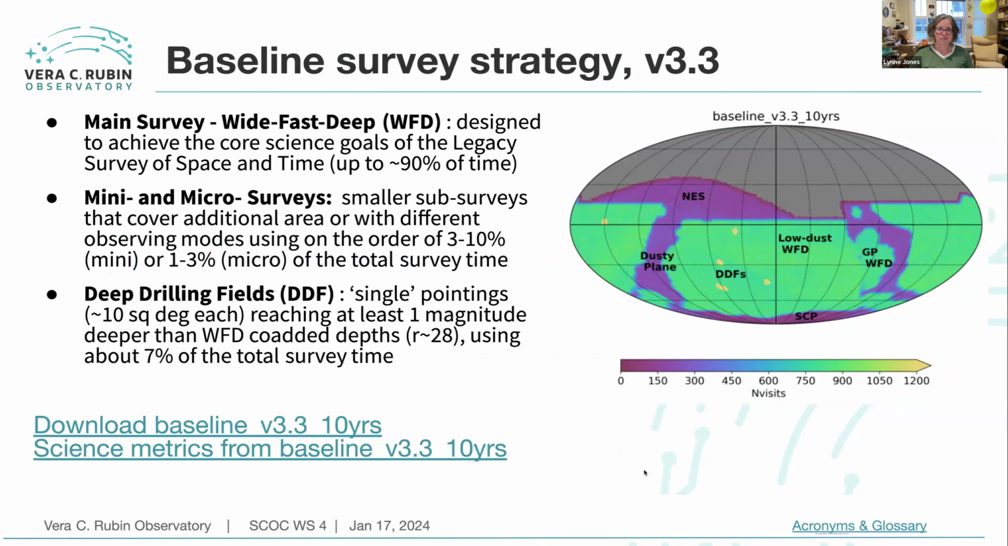You are all probably super familiar with this, so I'm just going to go through it relatively quickly. But as a reminder, especially if we picked up anybody new, we have these different modes, parts of the survey. There's the main survey, YFAST Deep. There's mini surveys, which are parts of the survey which cover relatively large area, but maybe only take 3 to 10% of the survey time. And then there's micro surveys, which are like 1 to 3% of the total survey time. And then there's the deep drilling fields, which are a little bit of a different thing. They're single pointings that go at least 1 magnitude deeper than the YFAST Deep co-added depths. And currently those are taking about 7% of the total survey time.